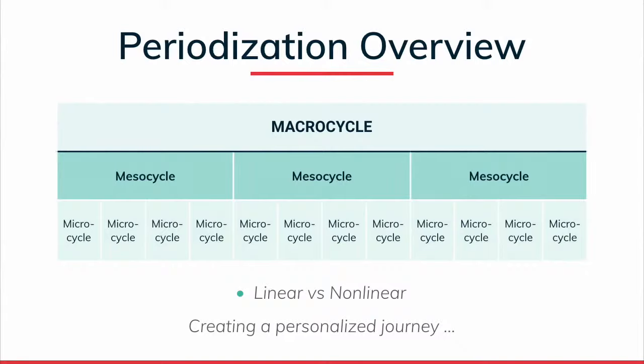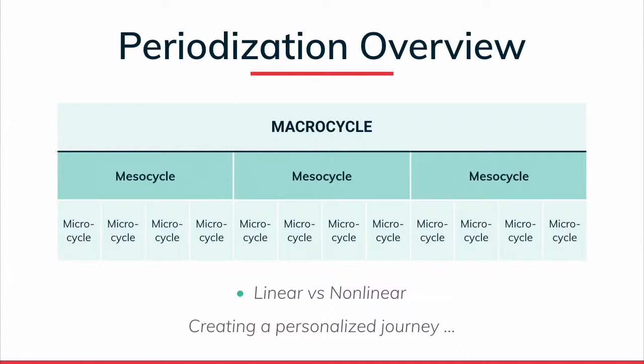A mesocycle is a subset of that, and there are 3 to 5 mesocycles per macro cycle, and those are anywhere from 2 to 6 weeks each. A microcycle, same thing, there are typically 3 to 5 microcycles per mesocycle, and those are anywhere from 1 to 4 weeks. A linear training program will have an increase of intensity with a subsequent decrease in training volume as you get closer to your event.